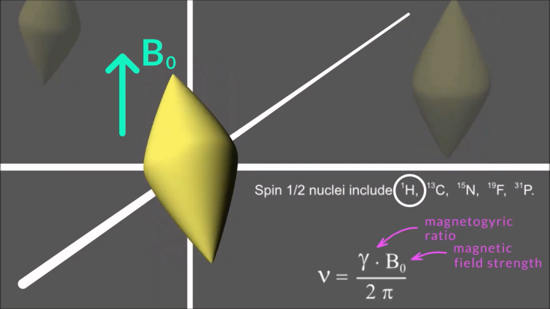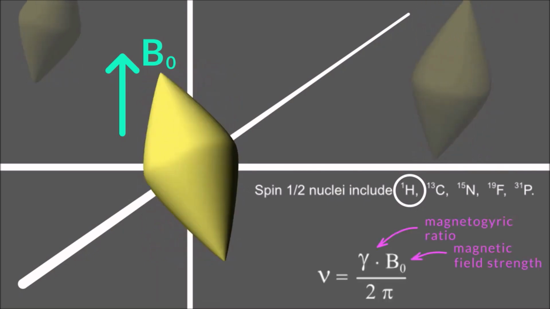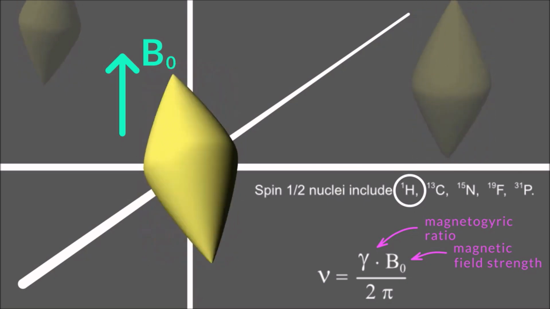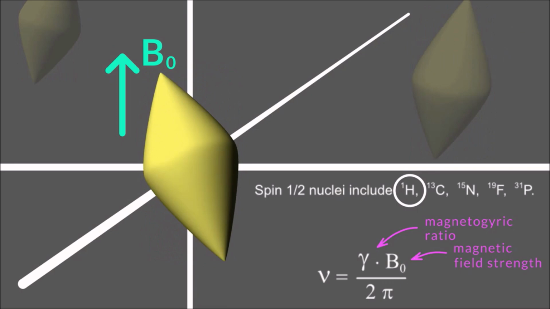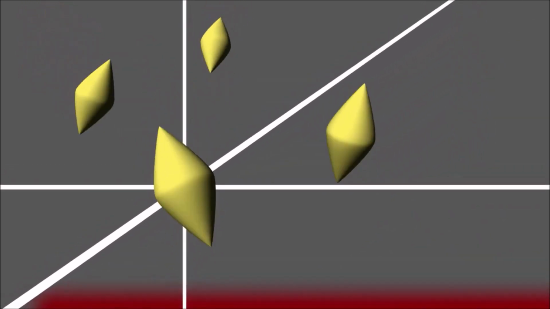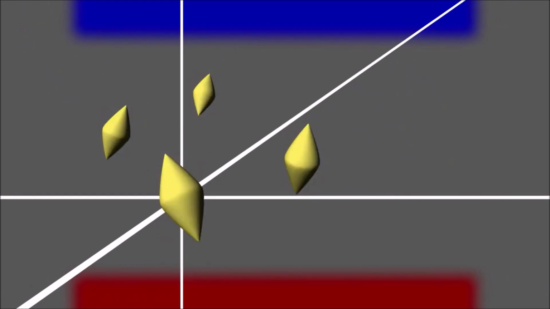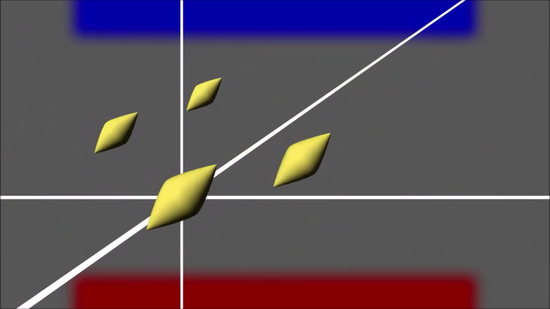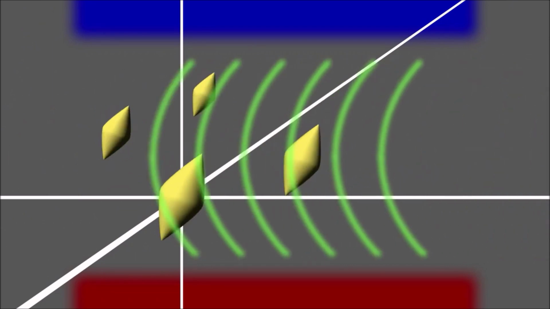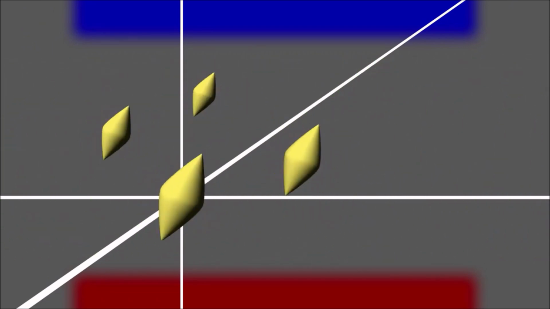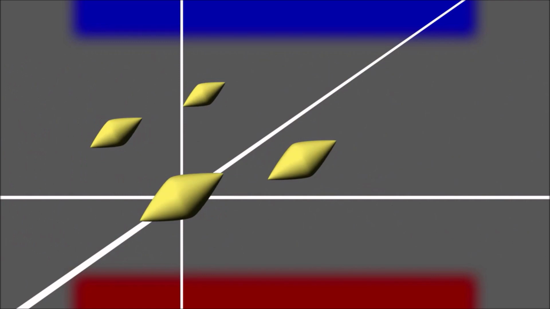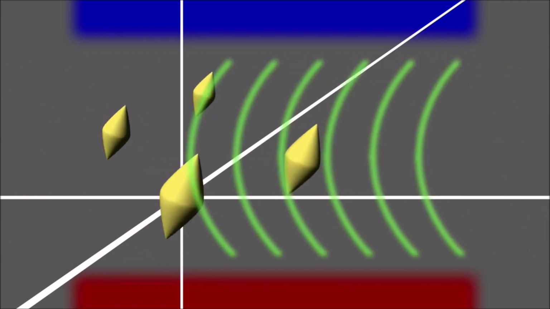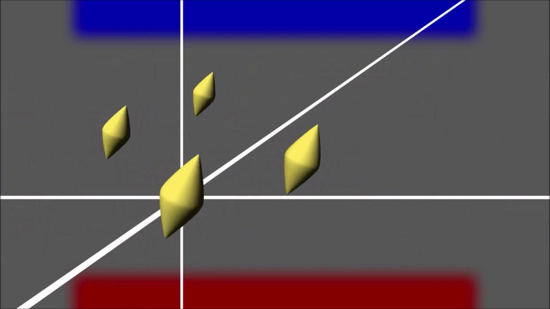The precession frequency, or Larmor frequency, is given by the following equation and is dependent on the strength of the magnetic field and the gyromagnetic ratio, which is a constant for a given isotope. If we now apply a short radio frequency pulse, or RF pulse, at right angles to B0, the nuclei will flip down to the XY plane in unison and continue to precess.